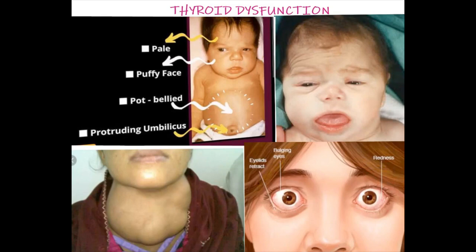Here also some problems are there. The first condition is known as goiter. See in this diagram, this lady is suffering from goiter. Here the neck region is fully swollen. It is caused due to an inadequate supply of iodine in our diet. When we eat food, we have to eat a proper amount of iodine content. When the iodine content is less, this condition may arise.